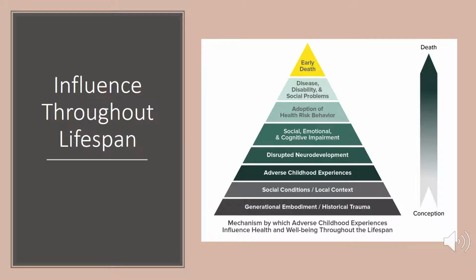I got this pyramid off the CDC website and I attached the picture here just because I thought it gave a good representation of ACEs and what can happen from that point on in life. And just showing that there are some social, emotional, cognitive impairments, risky behaviors, and then ultimately can lead to early death.